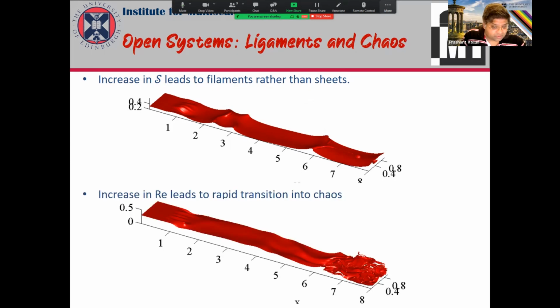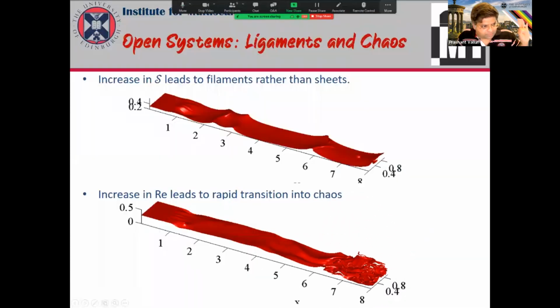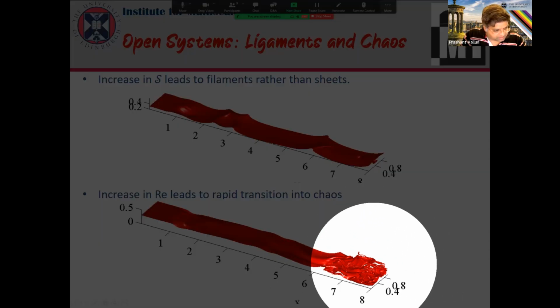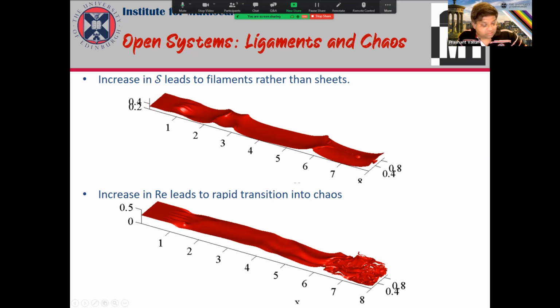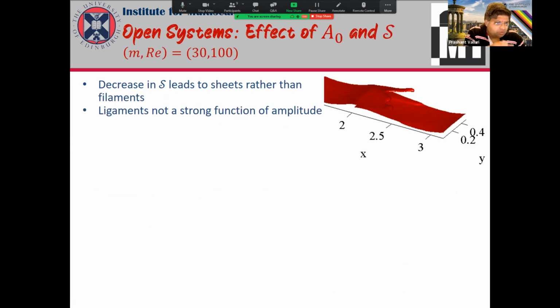Now, if you keep increasing your Reynolds number, what you end up with is basically a turbulent interface. I should mention here that we are not solving any turbulence equations. We are just doing DNS. But what you're getting is chaos, predicted by DNS, which is basically interfacial turbulence. So you can get interfacial kinetic energy, you can get turbulent kinetic energy on the interface and so on. You can do a lot in terms of analyzing these flows in depth. Okay, so again, as I mentioned, if you decrease your surface tension, you can have long tongues rather than filaments.